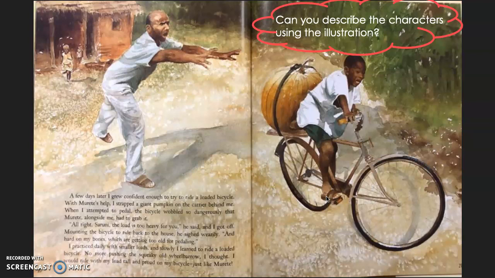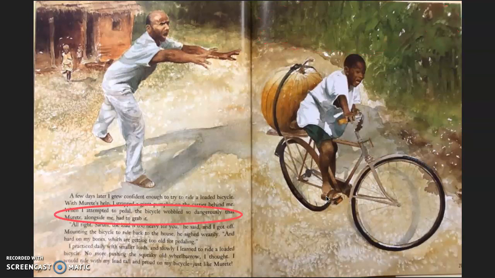Now, boys and girls, I want you to take a look at this picture. Can you describe the characters using the illustration? I want you to take a look at their faces and the expressions they have on their face, okay? So go ahead, pause the video, think for a minute about these characters and how you would be able to describe them.